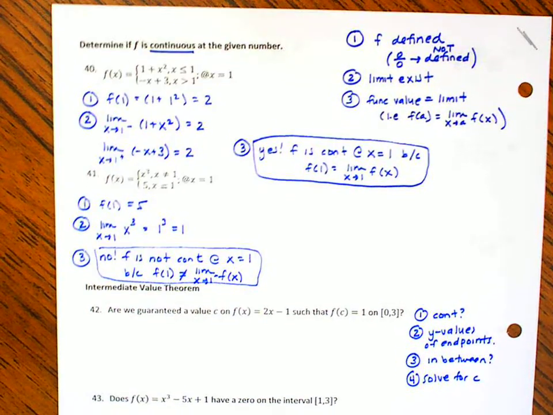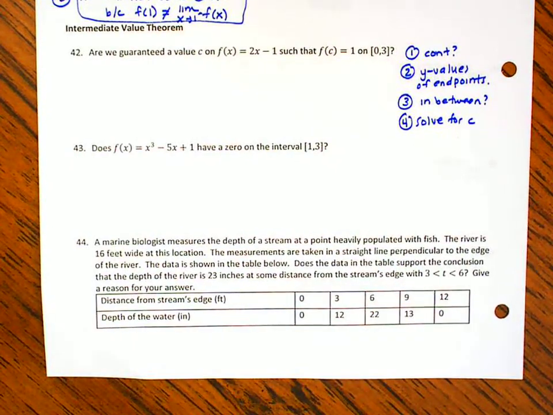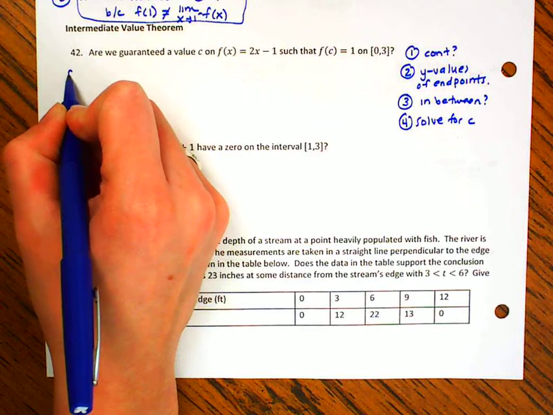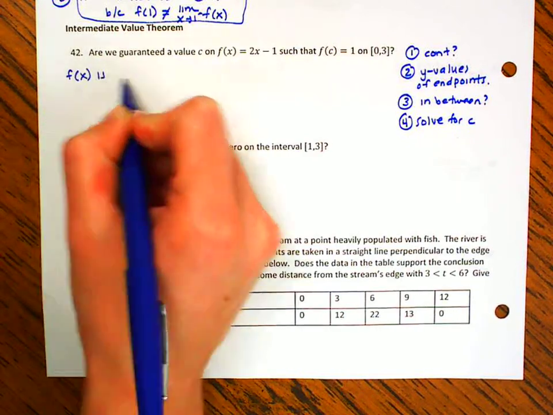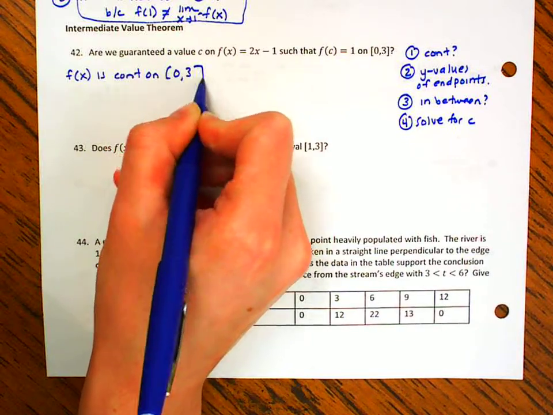Let's get down now to number 42 through 44. These are intermediate value theorem problems. And they're normally going to be phrased in the way of saying, are we guaranteed a value c such that, or is there a time when, things like that. Well, in order to use the intermediate value theorem, I have to know that my function is continuous. I start by saying f of x is continuous on [0, 3]. That's my question. It's either a yes or a no.